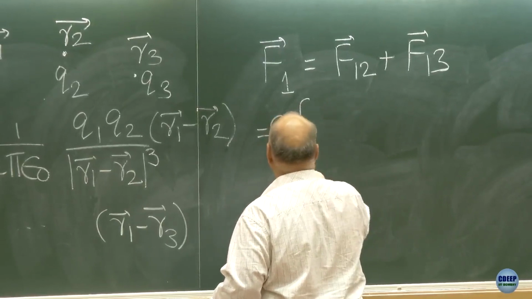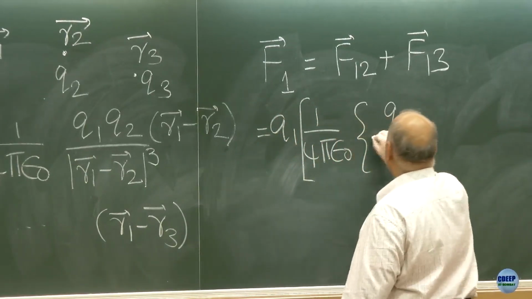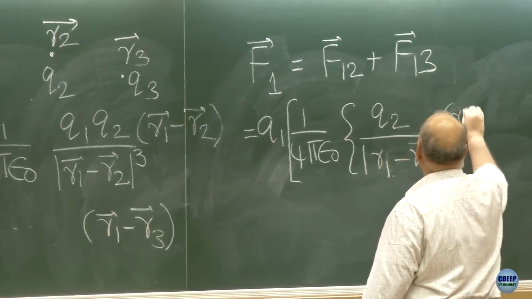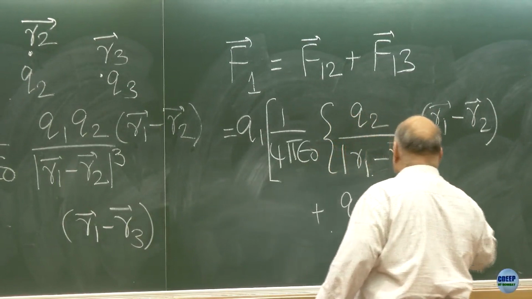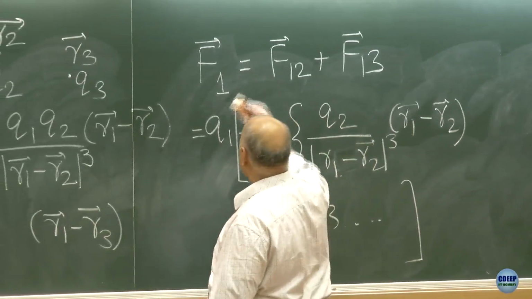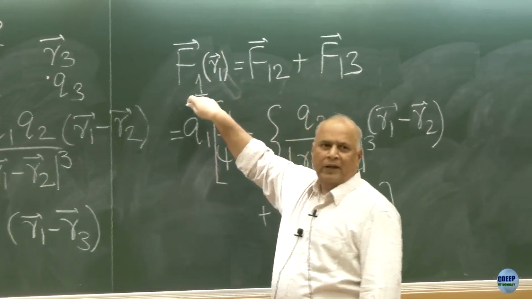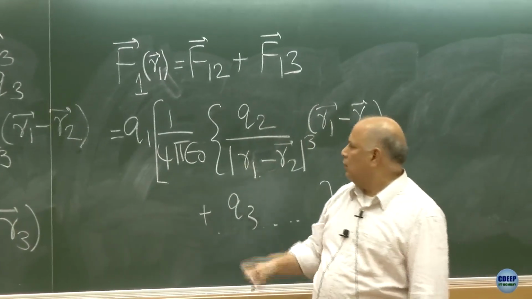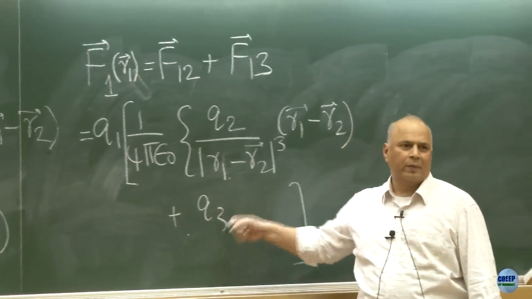This is Q1 times 1 over 4 pi epsilon naught times Q2 by R1 minus R2 whole cube times R1 minus R2, plus Q3 and so on. By the way, my charge 1 is at R1, and the force on that due to Q2 depends on R1 minus R2, and the force on 1 due to Q3 depends on R1 minus R3.